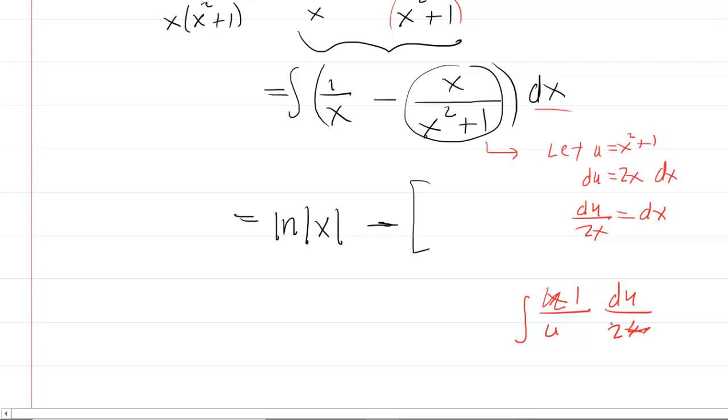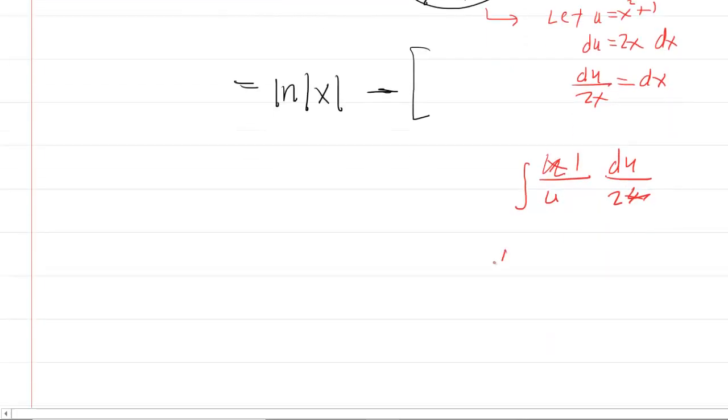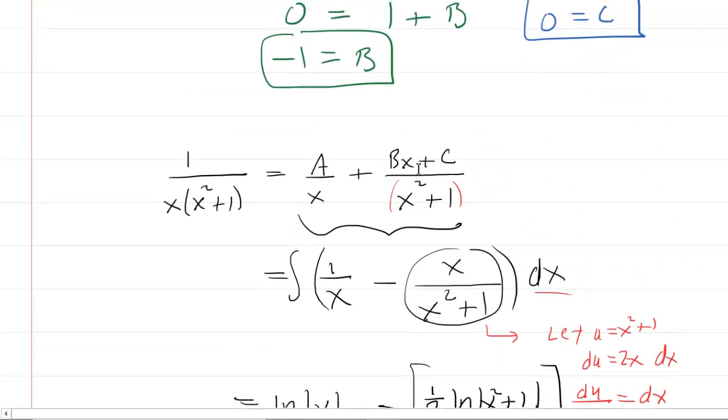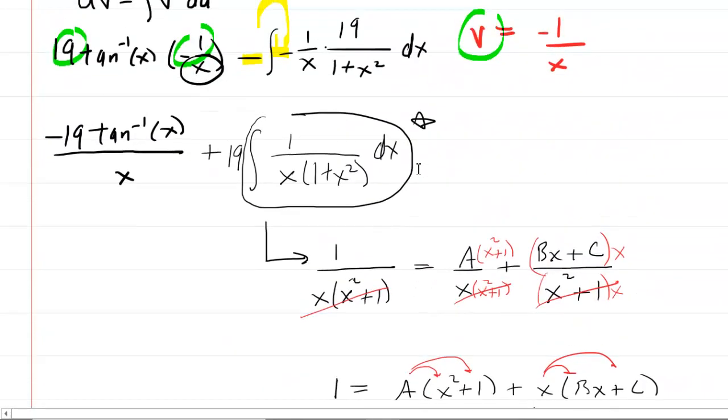You do have a constant factor of 1/2 that you can place on the outside of the integral, so 1/2 multiplied by the integral of 1 over u du. And this is the same kind of integral, so we're going to have 1/2 natural log absolute value of u. And since u was x squared plus 1, we would have 1/2 ln absolute value of x squared plus 1. That's the integral that's going to go in here. So we'll insert it accordingly. So we finally finished evaluating the integral that was developed while doing the integration by parts.